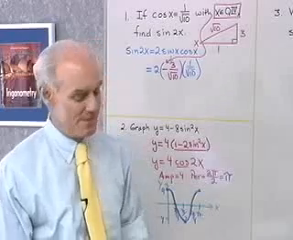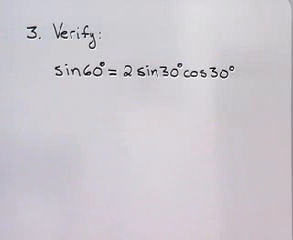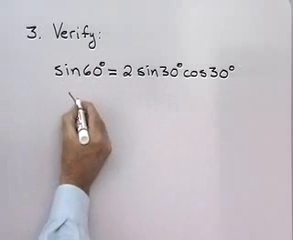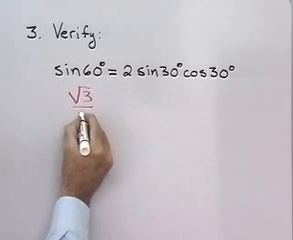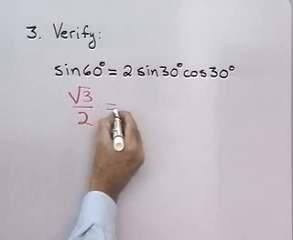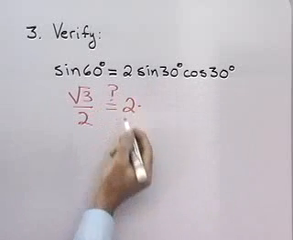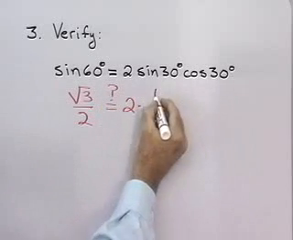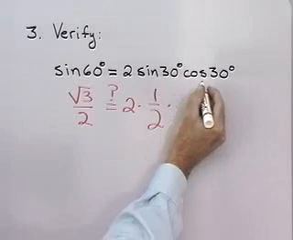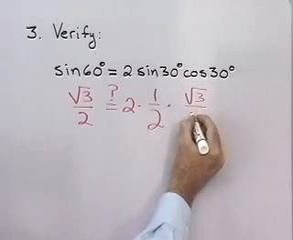One more problem. Let's verify that sine 60 is 2 sine 30 cosine 30, just so we can have one of these double angle formulas verified. So I'm going to look at this and say, okay, sine 60, see if I can get this right this time, square root 3 over 2. That's 2 times, okay, sine 30. Let me put a question mark here because I want to see if this is true. Sine 30 is 1/2. Cosine 30, square root 3 over 2.